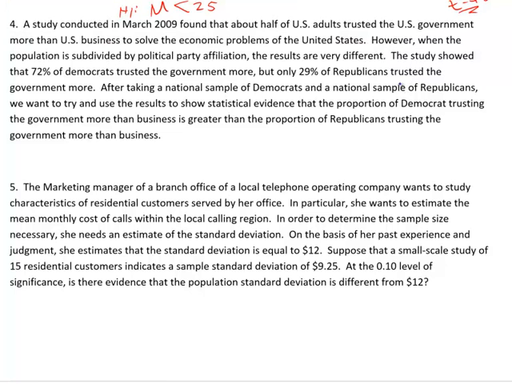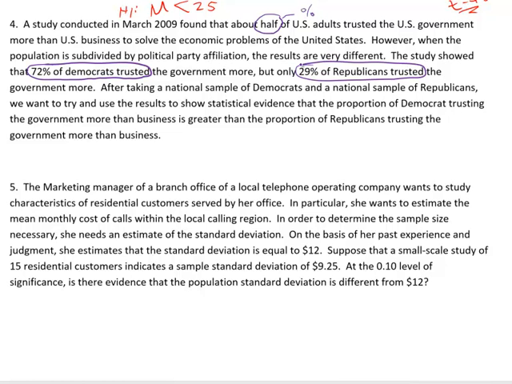A study conducted in March found that about half of U.S. adults trusted the U.S. government. Half, let's just slow down, half is really a proportion. It's a percentage or a proportion. Half of U.S. adults trust the U.S. government more than business to solve the economic problems. However, when the population is subdivided by political party affiliation, the results are very different. Studies showed, here's another proportion, 72% of Democrats trusted the government, and 29% of Republicans trusted the government. And so those are clearly two different groups that we're looking at.